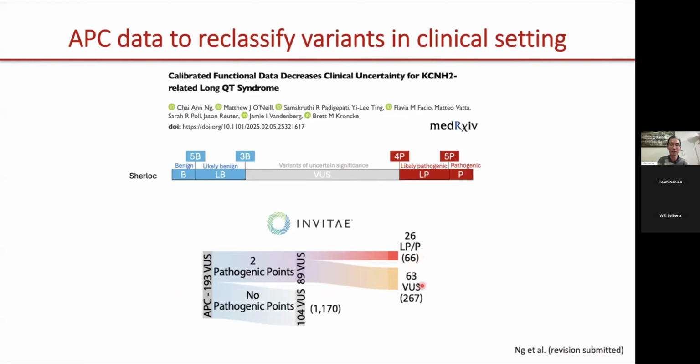But the other 63 VUS, even though they have pathogenic points here, meaning they're abnormal, they still will be a VUS at this stage because, again, you need other criteria to come to a likely path in this case. But they would already be moved towards likely path in the future when more evidence is available.